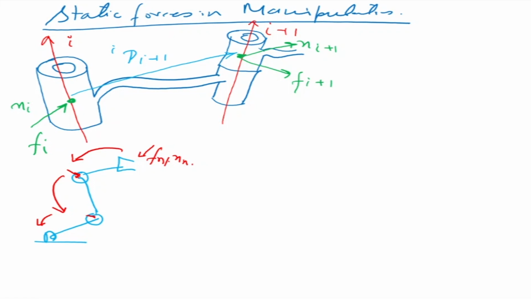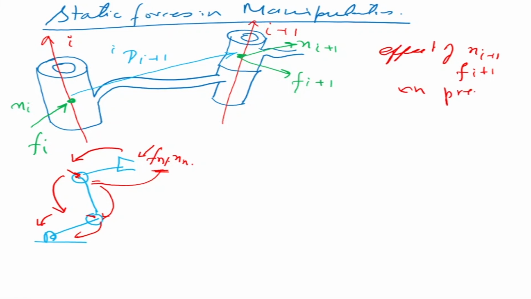So we want to see what the relation is between the force from this joint to the next joint. What is the way in which the forces and moments move? In this case, it is the effect of Ni plus 1 and Fi plus 1 on the previous joint. That means if I have a force and moment at the end effector, this force and moment are going to cause torques on all subsequent joints right up to the base.